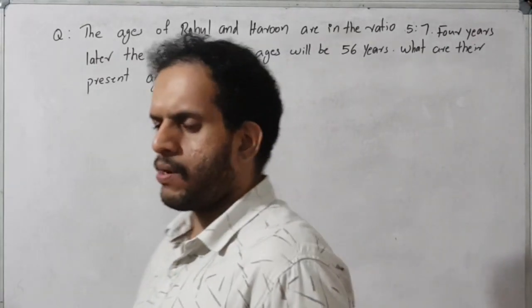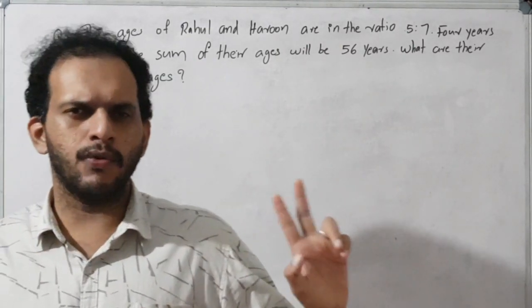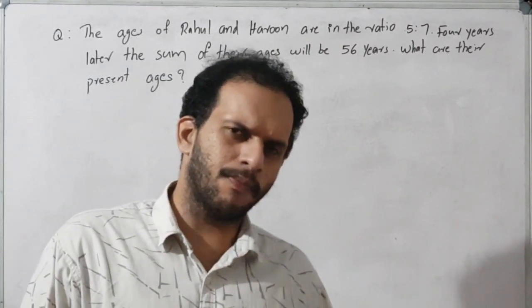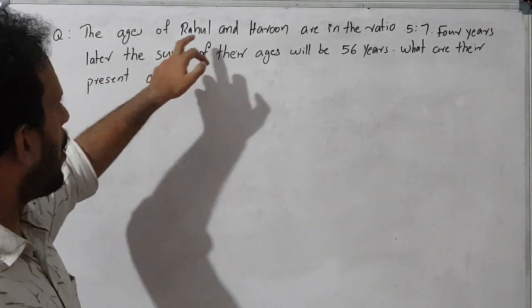Correct. Here is given the ratio of the ages of two persons. Correct. Who are they? Rahul and Harun.